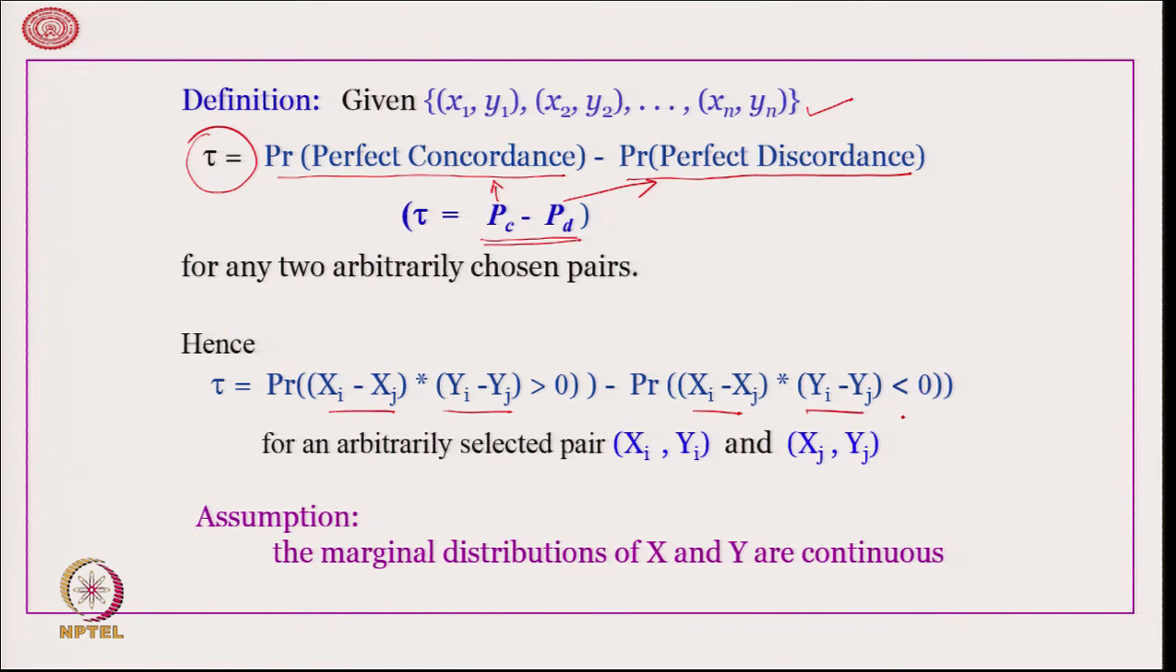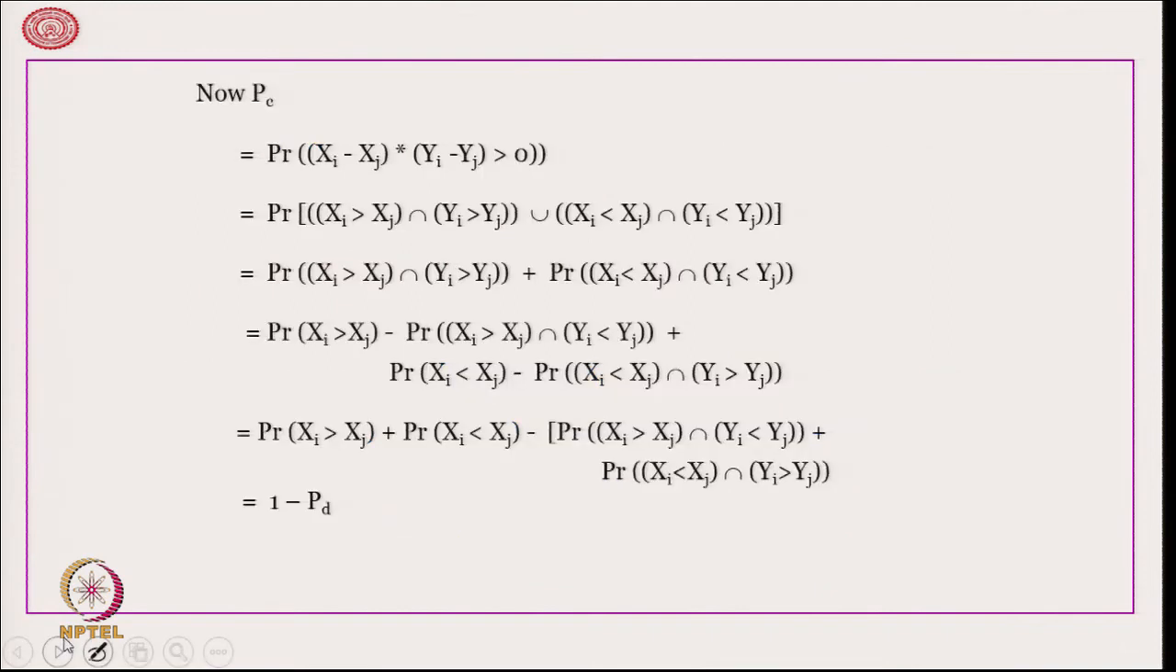As we have already discussed, if these two pairs are discordant, then this product is going to be less than 0, and if they are concordant, then this product is going to be greater than 0, and this we are telling for an arbitrarily selected pair (xi, yi) and (xj, yj). However, Kendall's tau has a basic assumption that we have seen with respect to most of our non-parametric tests, that the marginal distributions of x and y are going to be continuous. Now, what is Pc? It is the probability of perfect concordance.